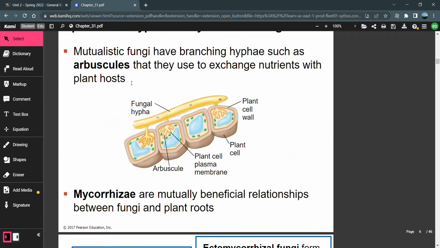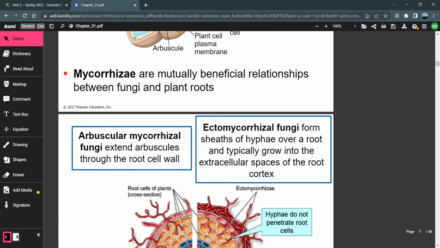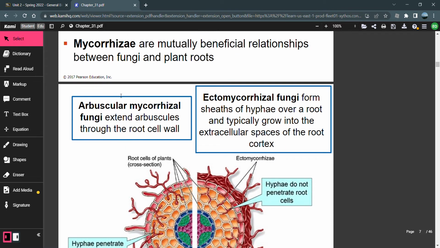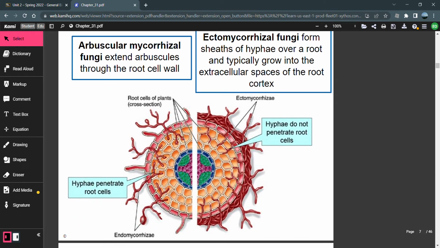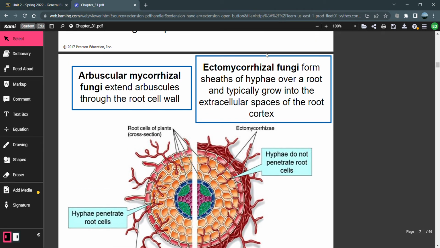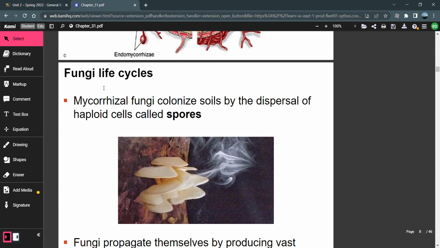There are two types of mycorrhizal fungi: arbuscular mycorrhizal fungi and ectomycorrhizal fungi. Arbuscular fungi penetrate their arbuscules into the cell walls of plants. So they will penetrate the plant cells, while ectomycorrhizal fungi would not. They will rather form around the cell rather than penetrating it, and will sometimes grow their hyphae in between plant cell walls.